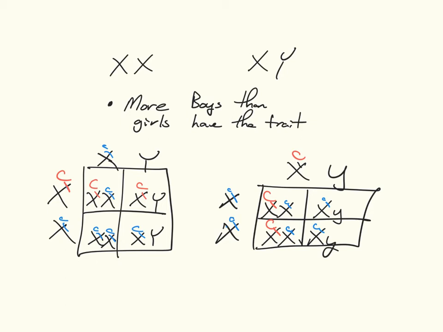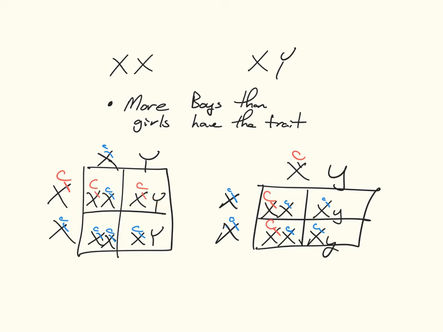What percentage of the females have the disease? These are the females. 50%, that's right. And 50% of the boys. So it is possible for a female to get the disease. It's just more likely that the boys have it.